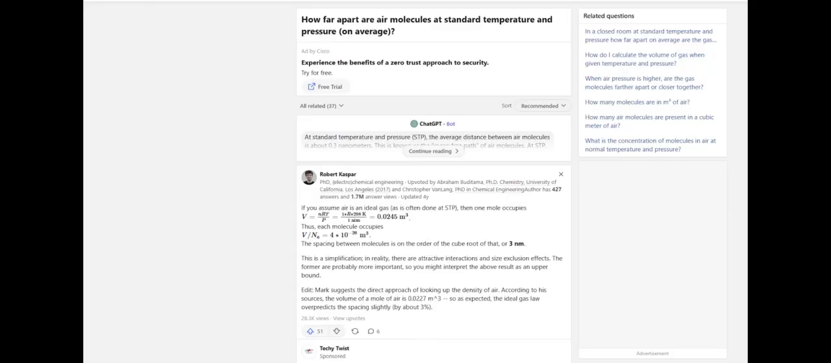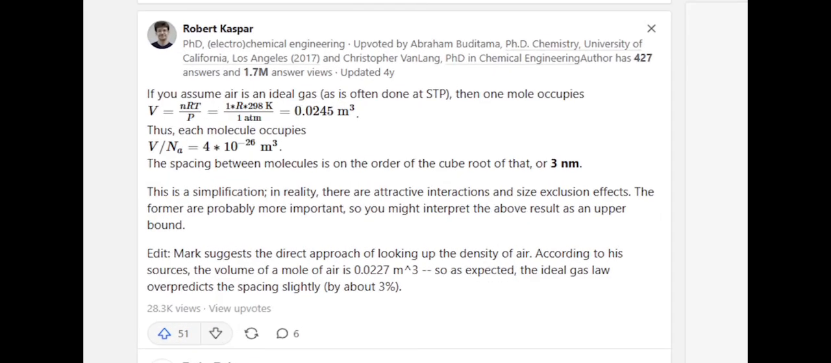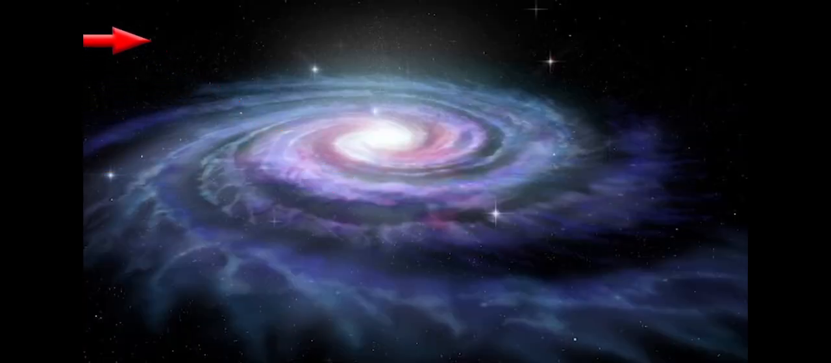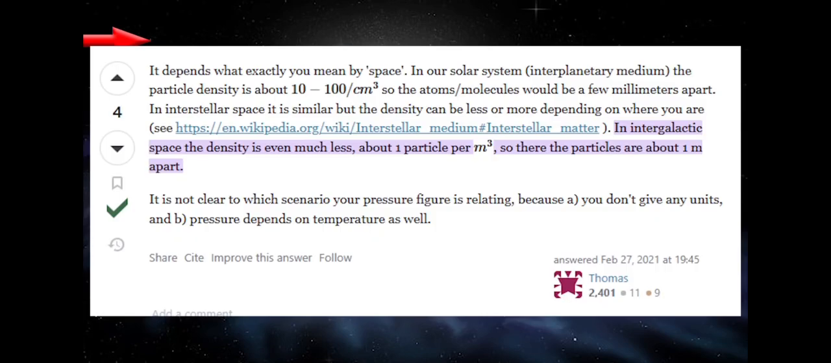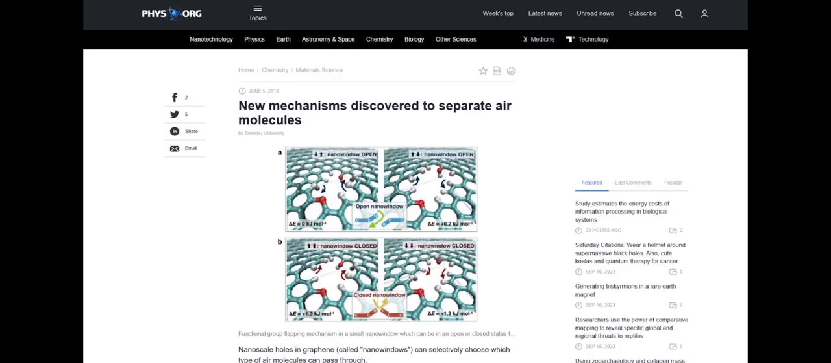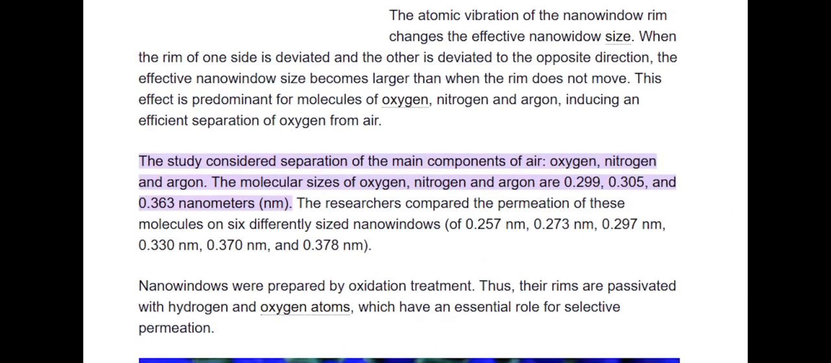At sea level, the distance between air molecules is roughly 3.5 nanometers. Now, a nanometer is 1/1000th of a meter. Out in intergalactic space, the distance between molecules is more like 1 meter. So roughly 300 million times further apart. And an oxygen molecule is only 0.3 nanometers in size to begin with.